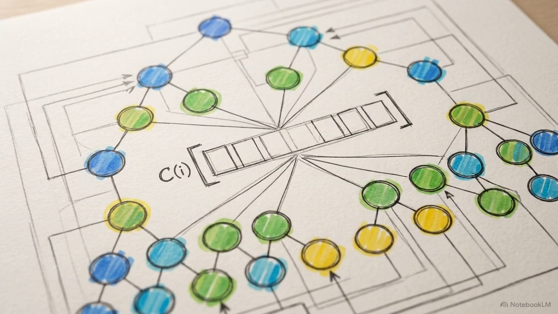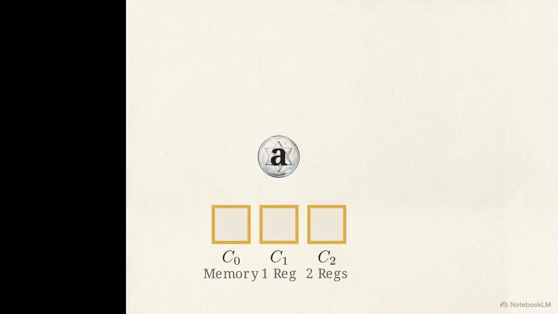For every node, it calculates a cost vector array, represented as C of I. Assuming a target machine with exactly 2 registers, this array has 3 slots. C0 represents the instruction cost to evaluate the node directly into memory. C1 is the cost to evaluate it using 1 register, and C2 is the cost using 2.